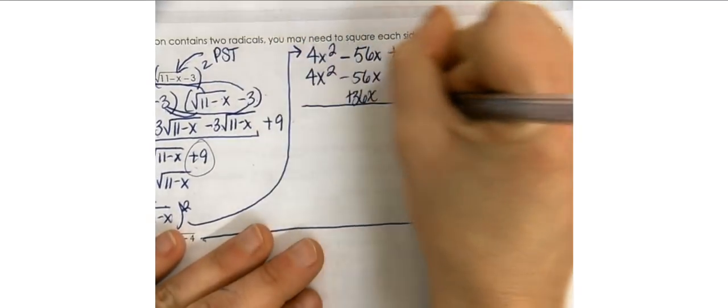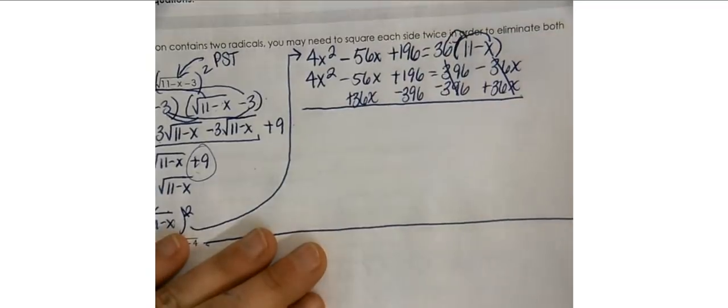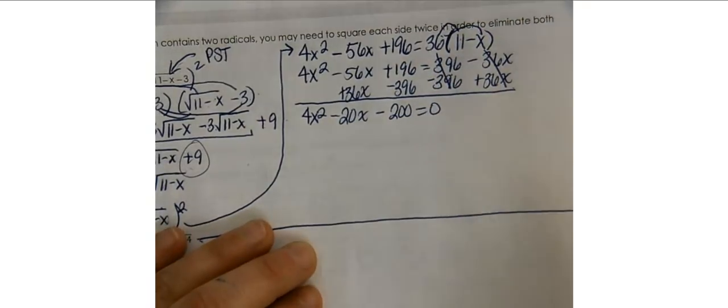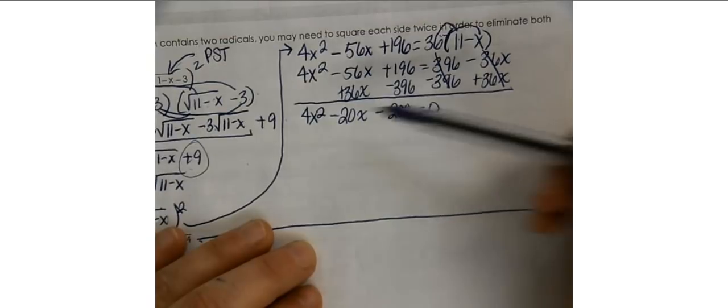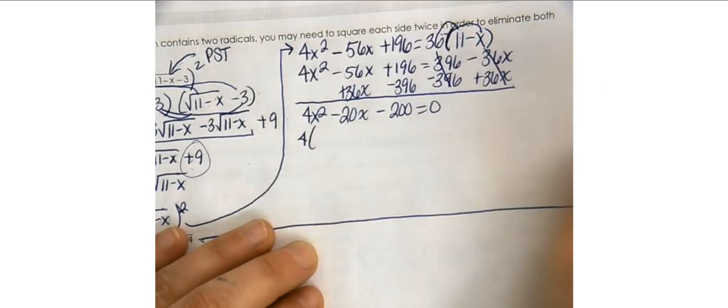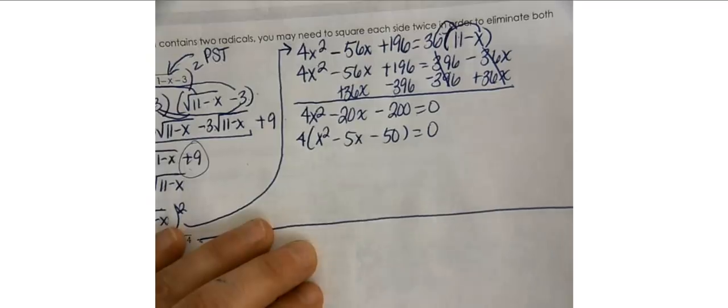What ends up happening here is that the 396 and this 36x cancel out, and we're left with 4x squared minus 20x minus 200 equals 0. Now, these are larger numbers, and they all have at least a 4 in common. So what I would recommend is that you factor out a 4, and your leftovers will be x squared minus 5x minus 50. And that's a lot easier of a problem to factor.